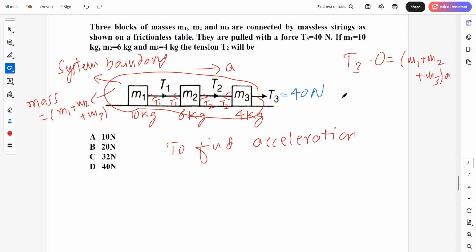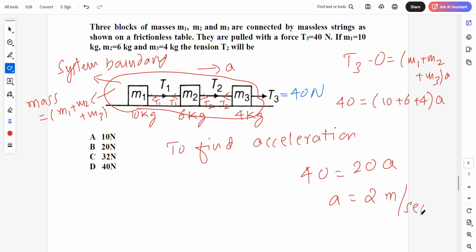T3 is 40 Newton. So 40 is equal to M1 plus M2 plus M3, which is 10 plus 6 plus 4, into A. So 40 is equal to 10 plus 6, 16, 20 A. So A is equal to 2 meters per second square.